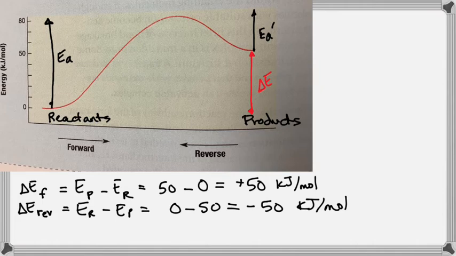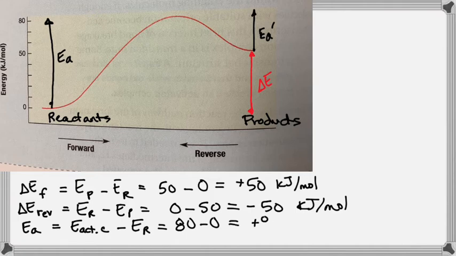It wanted us to find EA. So that's the activation energy of our reactants, essentially. And that activation energy there, it should be the energy of your activated complex minus the energy of your reactants. So as I look at those values, the energy of our activated complex is up there at 80 kilojoules per mole. Our reactants is 0, so that is a positive 80 kilojoules per mole.